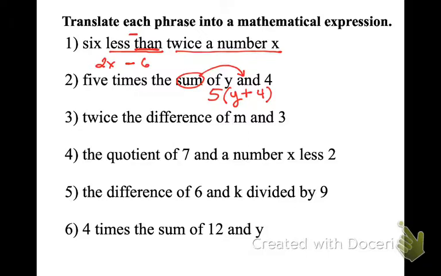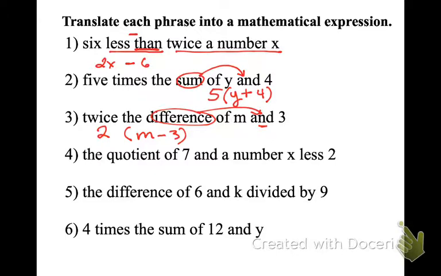Okay, twice the difference of m and 3. Who thinks they have this one? I'd like to hear from somebody I haven't heard from. Max. I put 2 and then put, twice. Yeah. Good. The difference. And then m minus 3. Good. M minus 3. Yep. There we go. The next one. They start getting trickier. Let's go, Veronica. I did 7 over x minus 2. Yes.